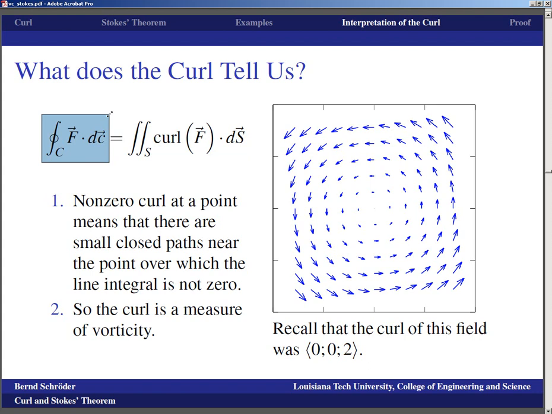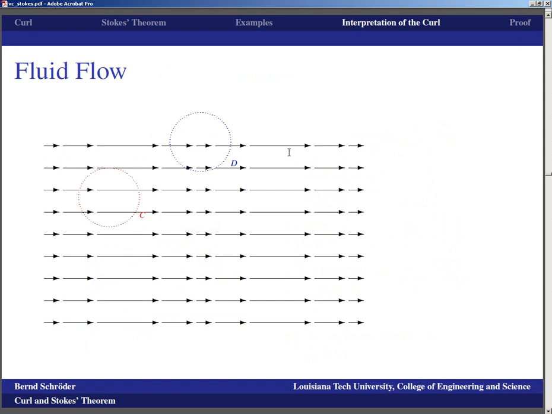So the upshot, the long and the short of it, really is that because of Stokes' theorem, something that ultimately is formally best justified with the proof, the curl measures vorticity. And that means if we're looking at a fluid flow, such as this one, which acts rather nicely here, we can see that neither here nor here do we have any kind of turbulence or vorticity, which means the curl of this vector field here as well as here would be zero, and that means that line integrals over closed curves in this vector field would be zero.